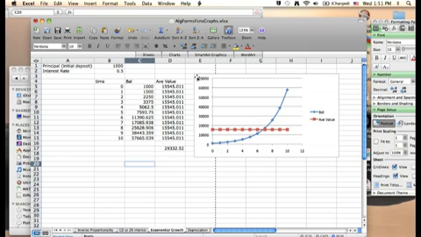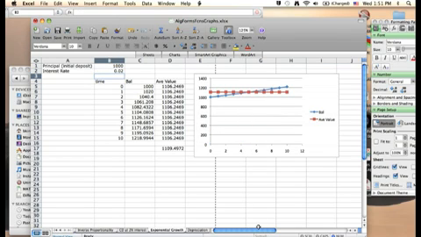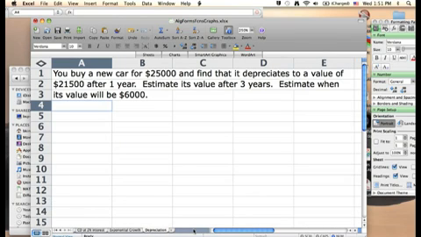Alright, next thing I want to show you is, let me change this back to something more realistic. Well, I'll go to 2%. Next thing I want to show you is a depreciation example. This is actually a depreciation example that I looked at maybe about 7 or 8 or 9 videos ago. We're buying a car for $25,000, and we find that it depreciates to $21,500 after 1 year. Estimate its value after 3 years, and estimate when its value will be $6,000.